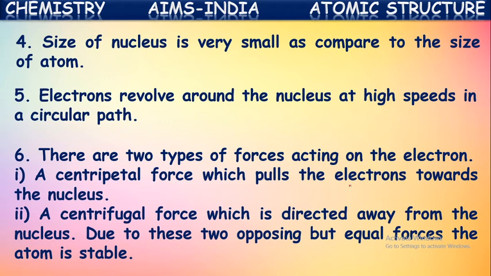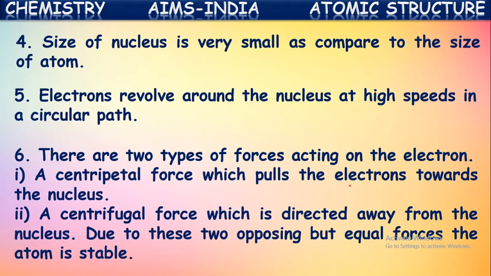The next force is the centrifugal force, which is directed away from the nucleus. As electrons are revolving with a very high velocity around the nucleus, they tend to move away from the nucleus. This tendency is called the centrifugal force.